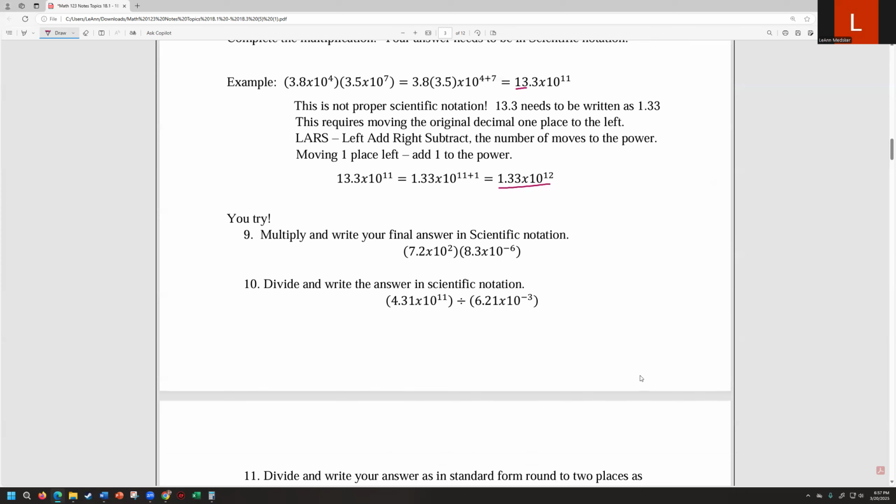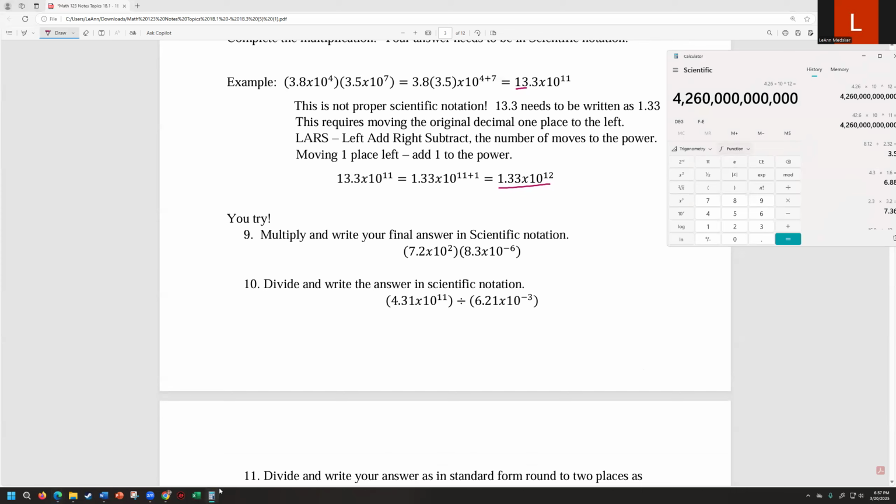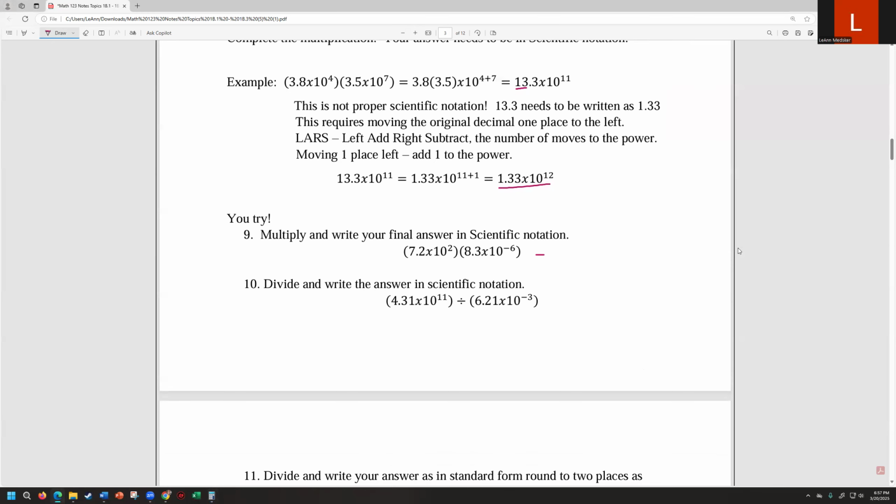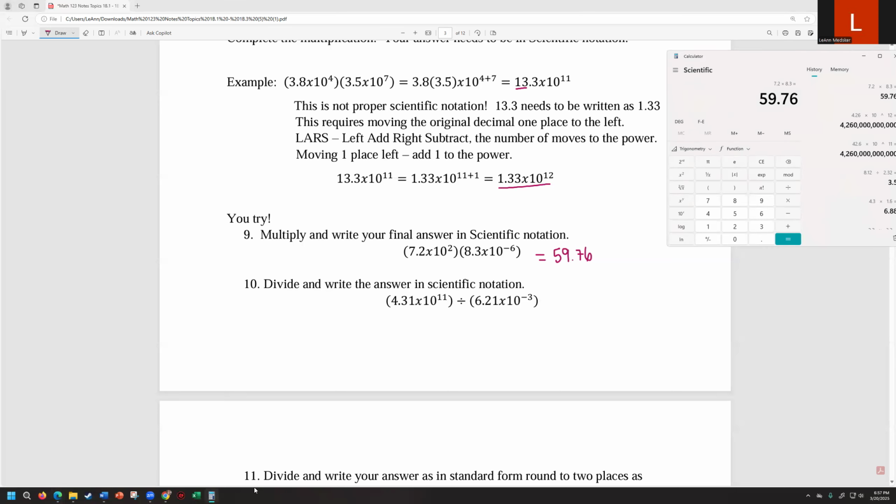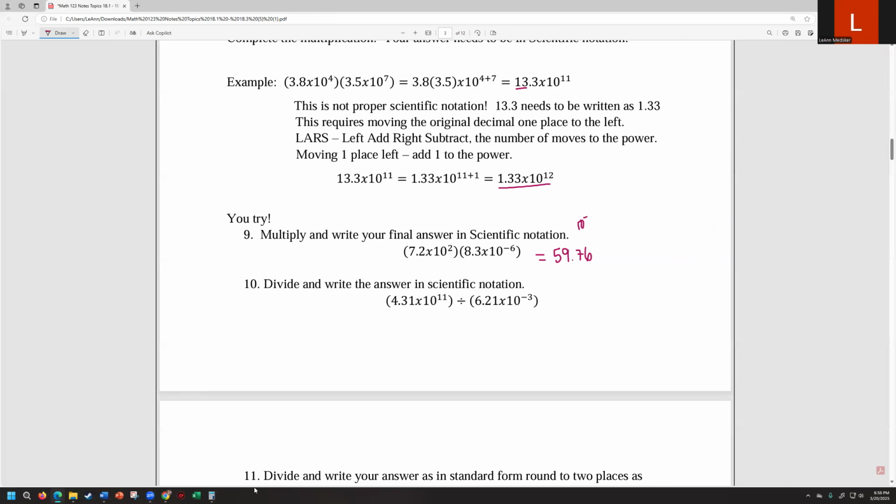Okay. So we're going to try some together. If any of these have a rounding issue, I think I had one that didn't divide evenly, so we might have to do some rounding. So we'll talk about that in a minute. But let's do this one first. This is multiplication. So 7.2 times 8.3. We're going to write our answer out. So that's 59.76. Okay, that's the number part. Then we're doing 10 to the second times 10 to the negative 6. So that'd be 10 to the negative 2, or excuse me, positive 2. The 6 was the negative.